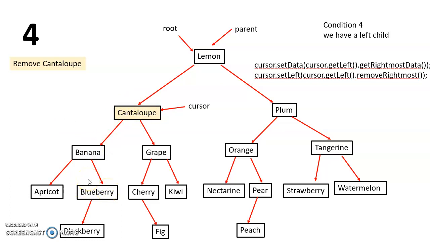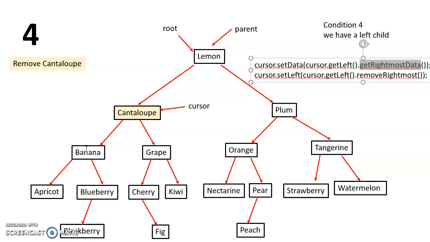So there are two algorithms that will help us with this. One is the get rightmost data. And what the get rightmost data does, it keeps going to the right till we can't go right no more, and it will return the value. So basically, it's kind of like looking at a node. When we're looking at this node, we want to return the rightmost data.